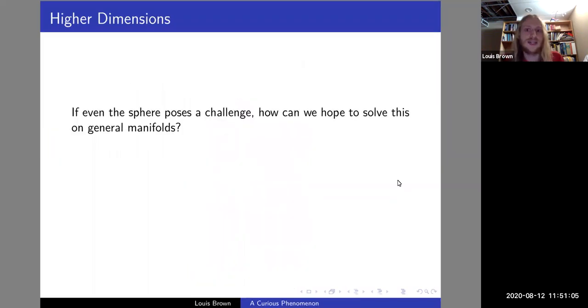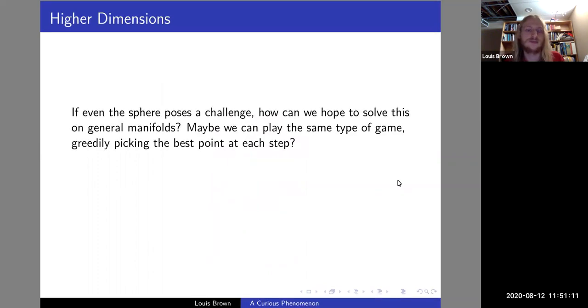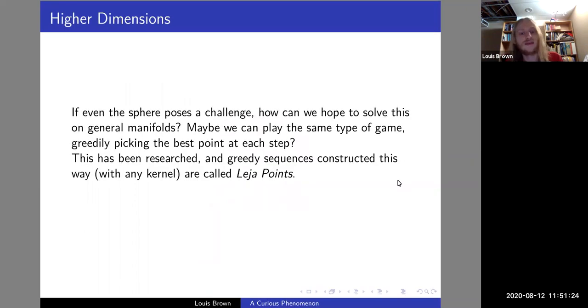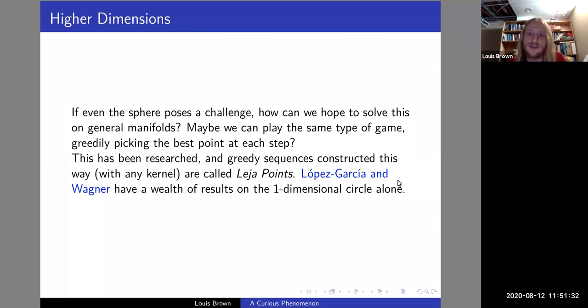So if even the sphere poses a challenge, how could we ever hope to solve this on a general manifold? Well, maybe we can play the same type of game as before and greedily pick the best point at each step. We're not going to get a global minimizer, but maybe we can get something that asymptotically has the same sort of behavior. This has been researched, and greedy sequences constructed this way with any kernel are called Leja points. So if you look at this paper from Lopez Garcia and Wagner, there's a wealth of results on the one-dimensional circle alone. That whole paper is all just on the one-dimensional circle, and there's a lot to say there. It's not an easy case.